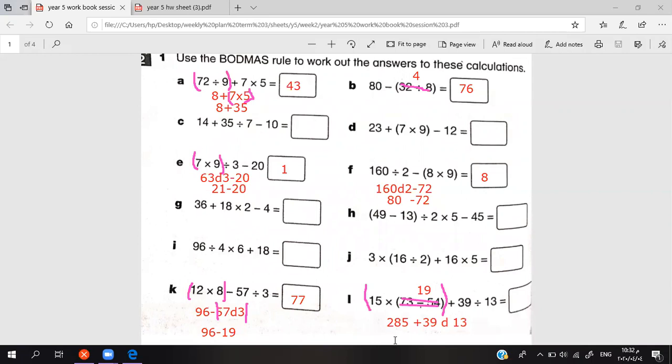So I'm gonna do what first, the addition or the division? Definitely I'm gonna do the division. 39 divided by 13 is gonna give me a what? A 3 when you do the division. So now I have 285 plus 3, and the answer is 288.